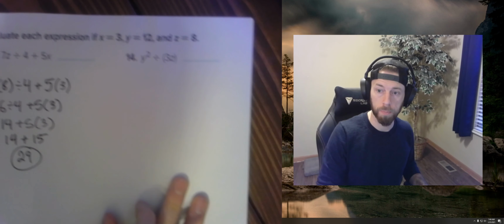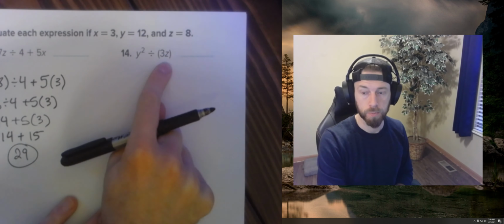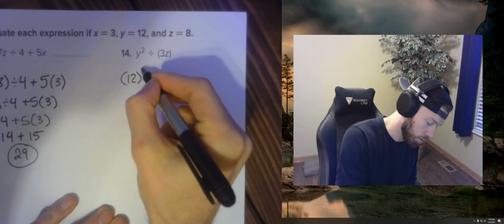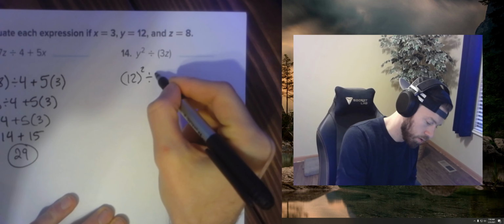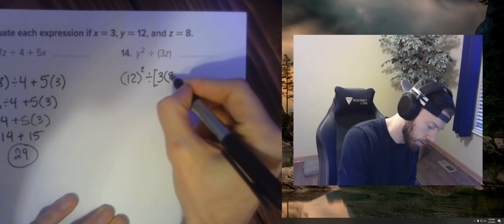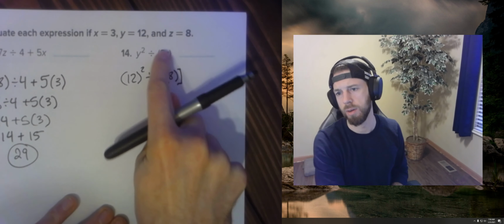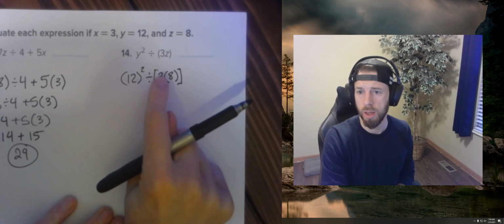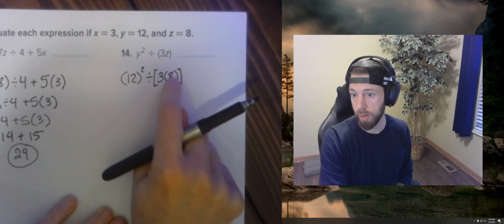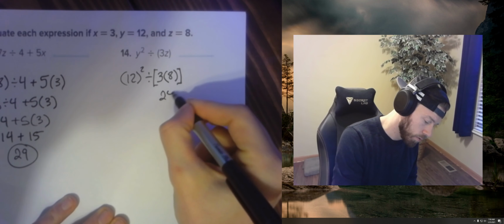Okay, let's do one more. Y squared divided by 3z. Let me plug in y is 12. And in parentheses we've got 3 and z is 8. I just made my parentheses into brackets because they were already around it. Doesn't really matter. We are going to do the exponent first. Or we can do these parentheses first, right? What's inside the parentheses? 3 times 8, 24.